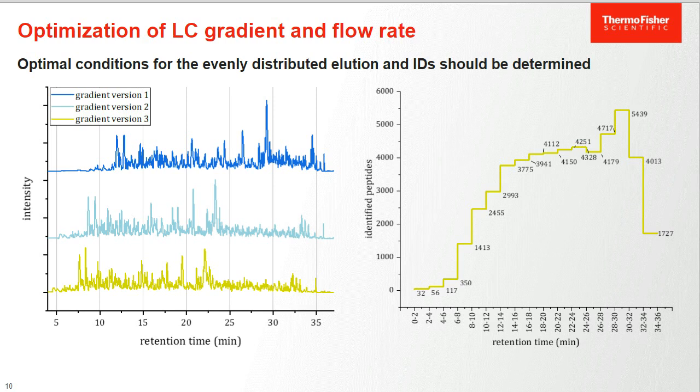In the third version, we basically started with the higher flow rate at the beginning of the run in order to get early elution and still maintaining the overall evenly distributed peptide elution throughout the run. So on the right hand panel here, you can see that there is an evenly distributed peptide spectrum matches identifications over the run. You can see more IDs at the end, which always happens because of the column wash. So overall, we could optimize the method for a 35-minute method for this particular workflow setup.